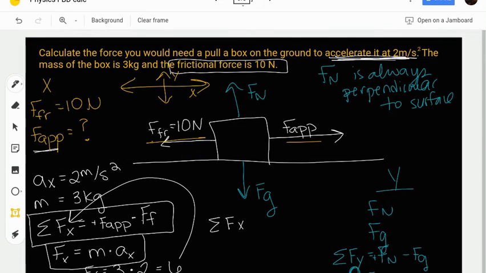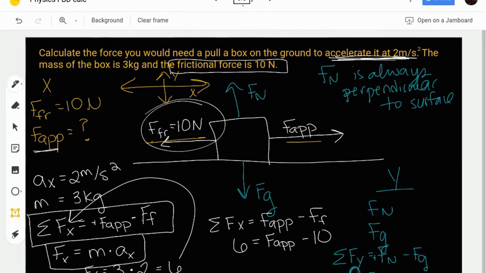Summation of forces in the x direction equal force applied, positive, minus force of friction, opposite direction, so it's negative. That's why I changed it to minus. My forces in the x direction is 6, equals my force applied, that's what I'm looking for, minus my frictional force, 10. Add 10 to both sides, and you get that your force applied has to be 16 newtons. And that's your final answer.